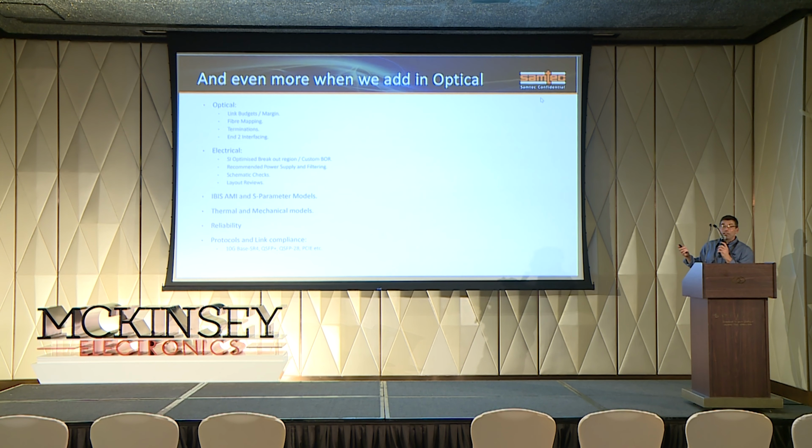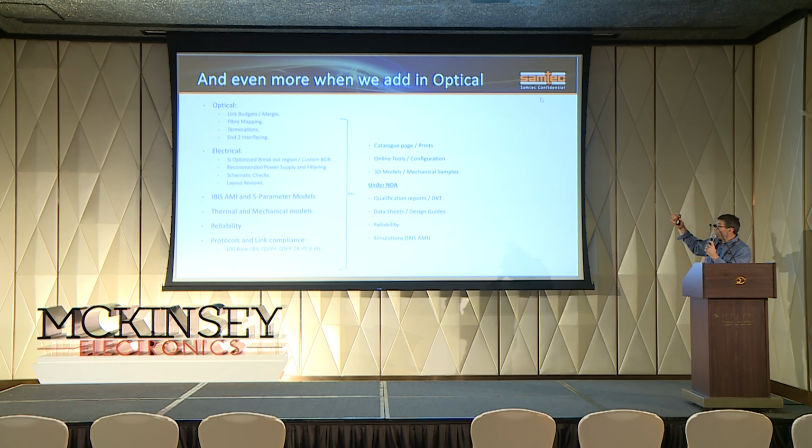And then if we get to the optical side, we've got a whole different set of parameters altogether, where we're looking at link budgets, link mapping, fiber mapping. We're looking at SI-optimized breakout regions. We've got schematic checks, layout reviews. So we're now in the active world of how we support customers for a different type of system. With optics, again, under NDA, we can support qualifications. We've got DVT, or data sheet design guides. So it becomes a far more complex challenge supporting optical modules over copper systems. But behind the scenes is all available to come and support from Samtec.